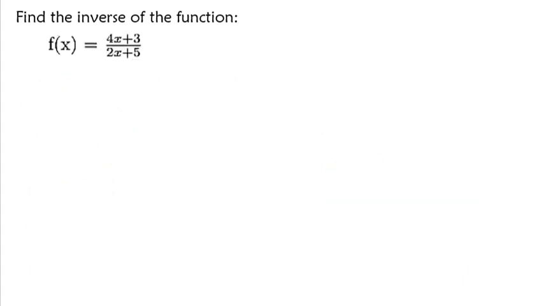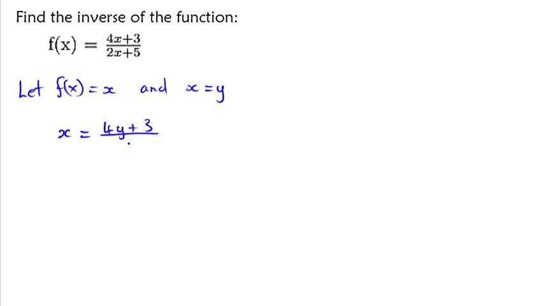So how can you find the inverse function of f of x is equals to 4x plus 3 divided by 2x plus 5? So step number 1, let f of x be equals to x. So replace f of x with x and replace x with y. So where there's f of x, I'll put x like this, and this is equals to, where there's x, I'll put y like this, over 2y plus 5. So after you do that, your job now is to make y the subject of the formula.